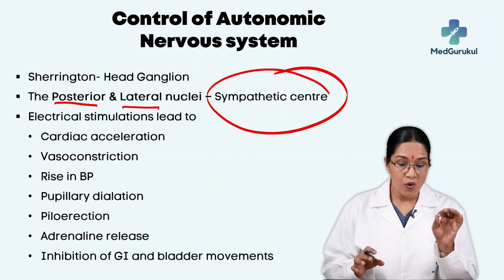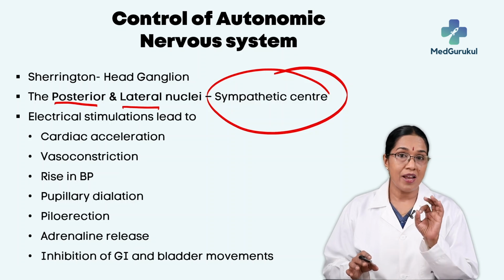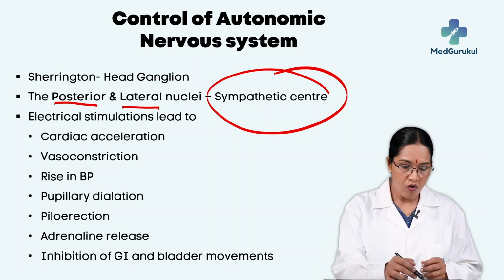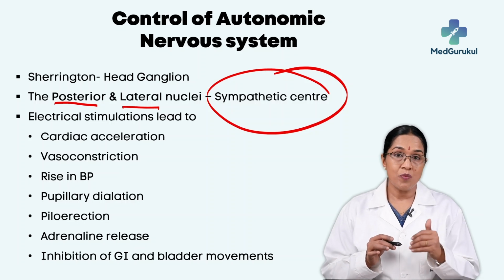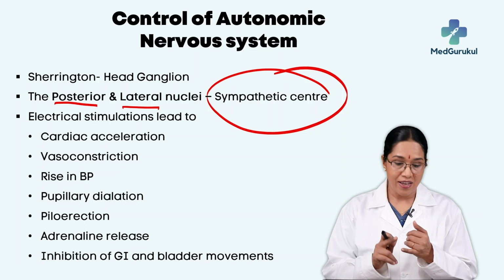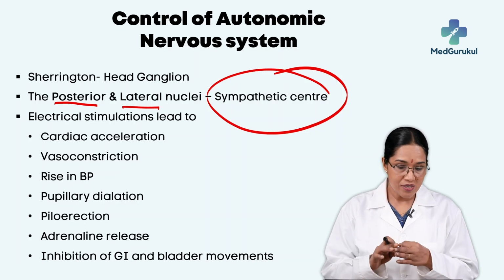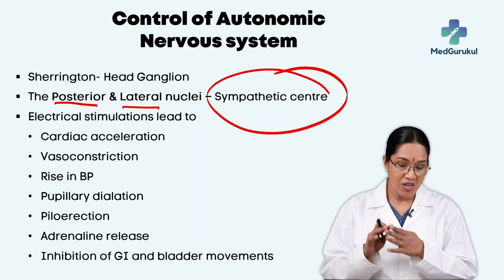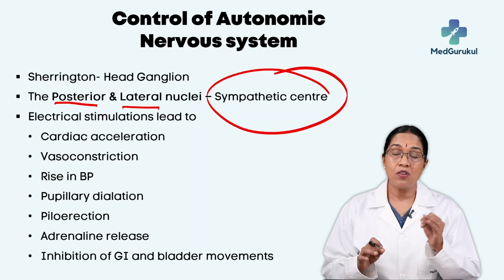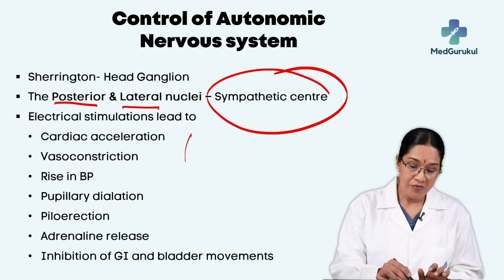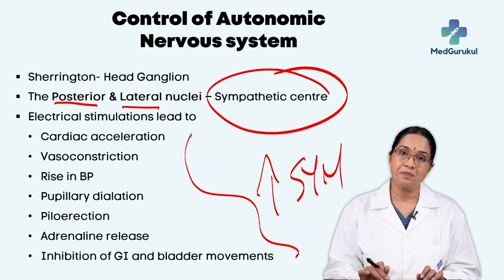The conclusion was that whenever the posterior and the lateral nuclei of the hypothalamus were stimulated, all these responses were there. And all these responses are very characteristic: cardiac acceleration, that means cardiac activity increases, vasoconstriction, rise in blood pressure, pupillary dilation, adrenaline release, piloerection, inhibition of GI movements and also the bladder movements. All these are very characteristic of increased sympathetic activity, isn't it?